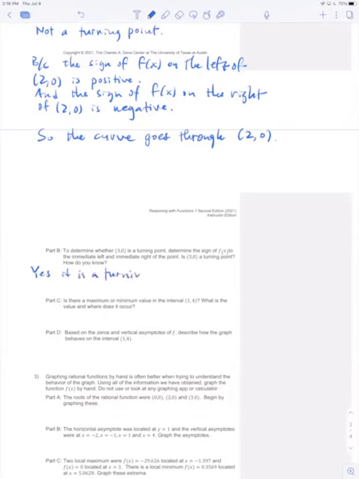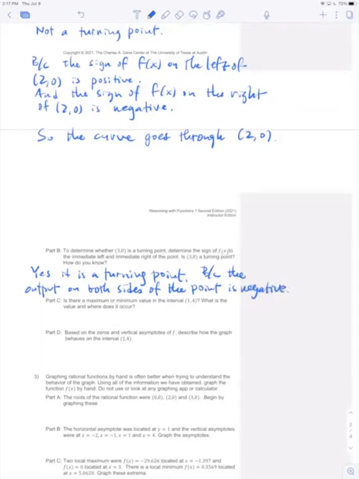We'll put point because the output on both sides of the point is negative.